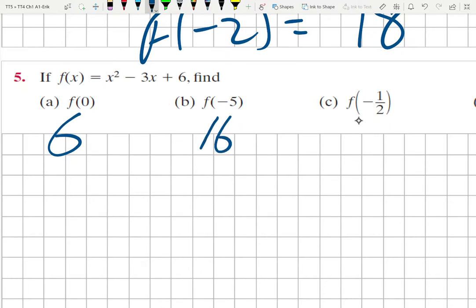16. Quarter plus 3 over 2. Let's call it 6 over 4 because we're in quarters now. Okay, let's call it 24 over 4. 31 over 4.